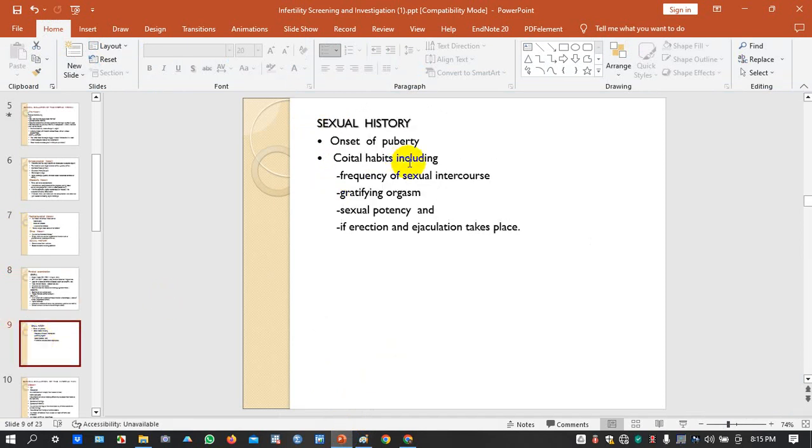Okay, sexual history or coital history. Onset of puberty. When did the woman and the man have their puberty? Do they have sexual intercourse often or frequently? And is the sexual intercourse satisfying? Are the woman and the man potent? Does the man erect and ejaculate as he's supposed to? So the doctor has to assess all this history.